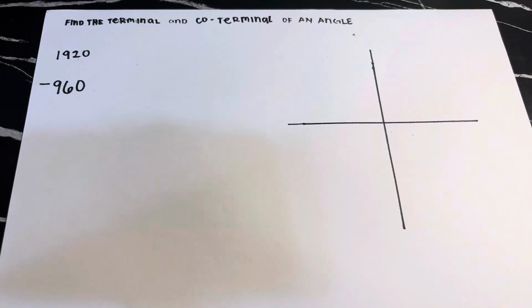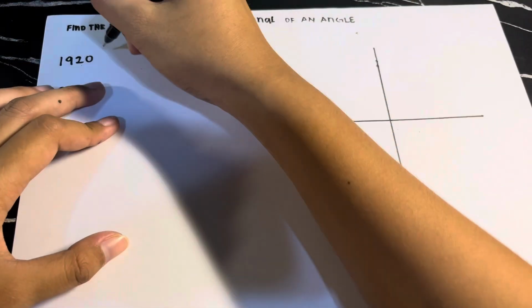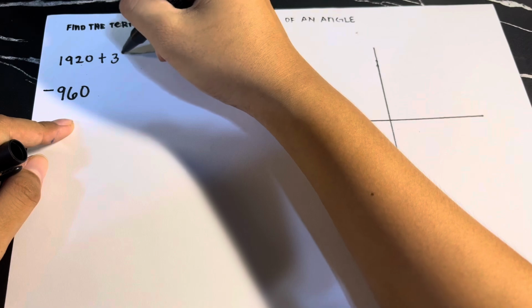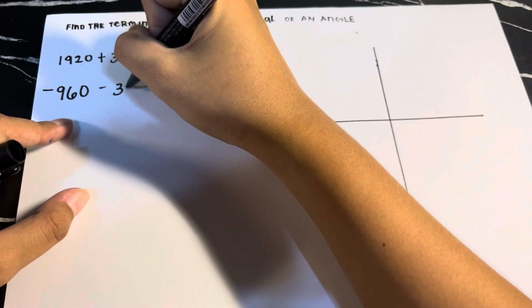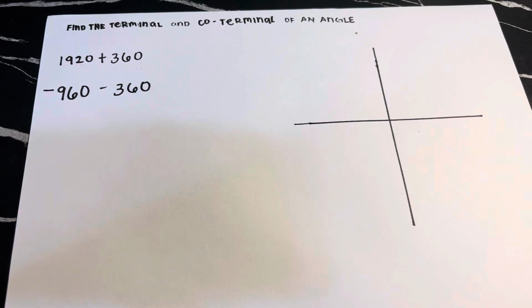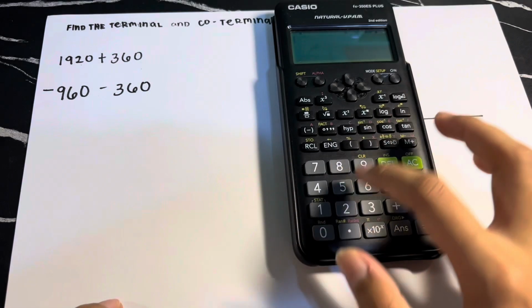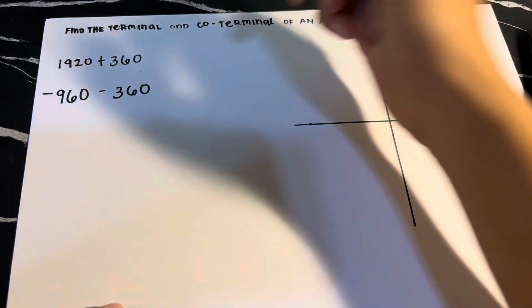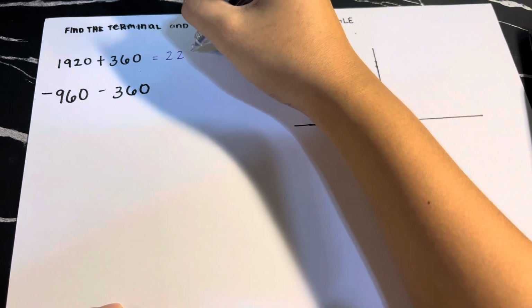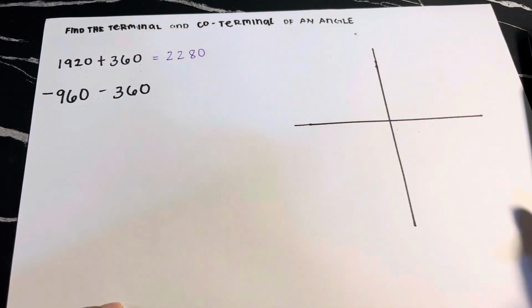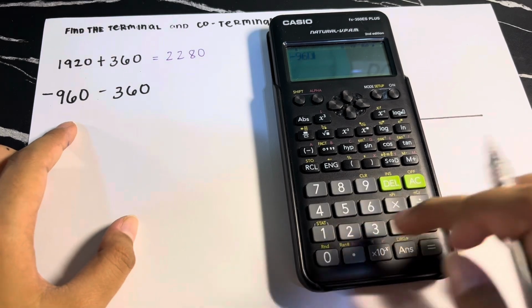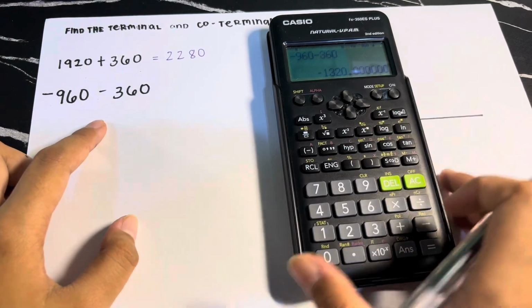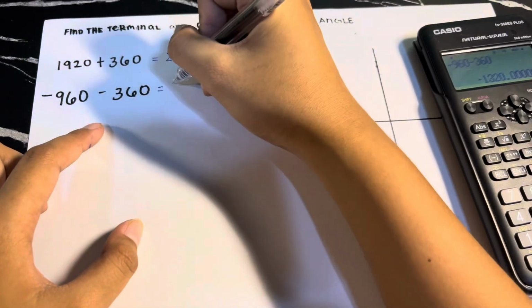Today we will find the terminal and coterminal of angles 1920 and negative 960. So first, to find that, we will add 360, then subtract 360. First, 1920 plus 360 is 2280. Then negative 960 minus 360 is negative 1320.